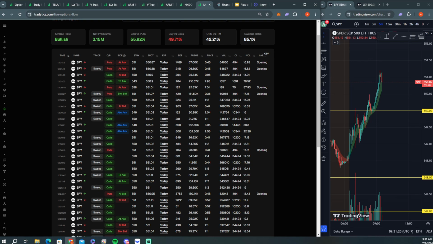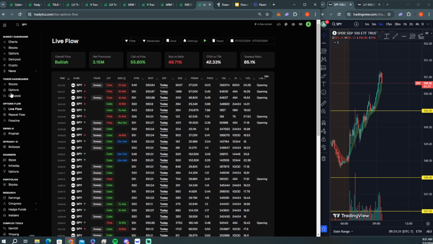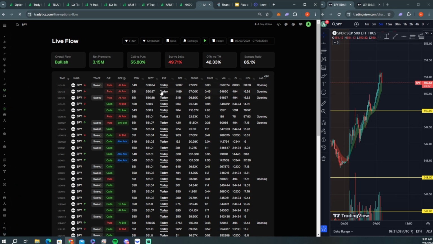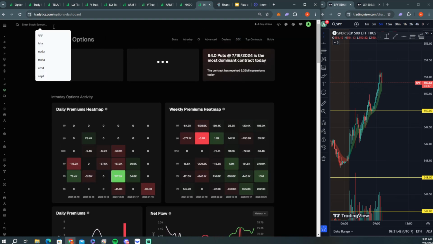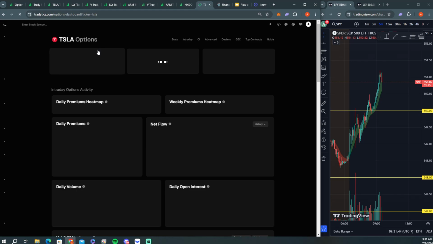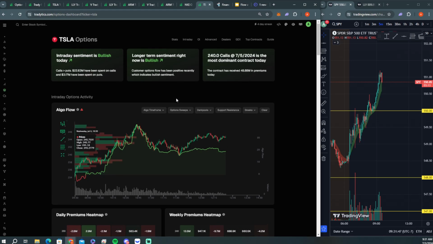Let's see. I missed a couple of these questions. Isn't there something that shows the general flow of a stock instead of looking at all the orders? Yeah. On Flowtopia, we don't have that yet, but on Tradytics, we do. If we go over to this tab, under ticker dashboard, you can look at options. Let it load for a second. It's a little slow sometimes. We can type in Tesla at the top and see all the specifics of that ticker.